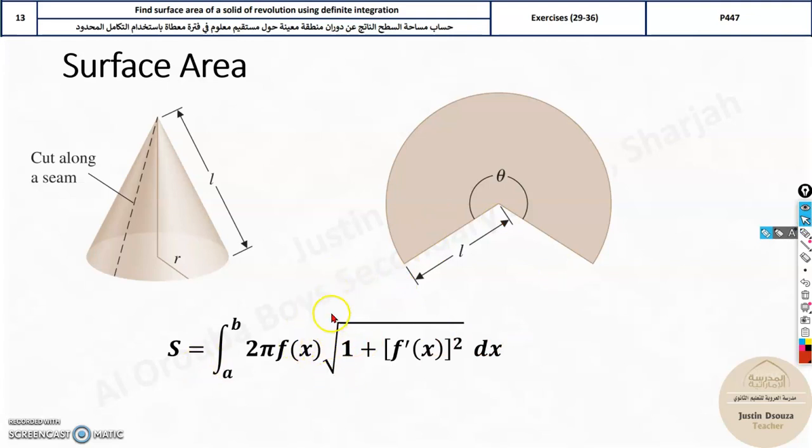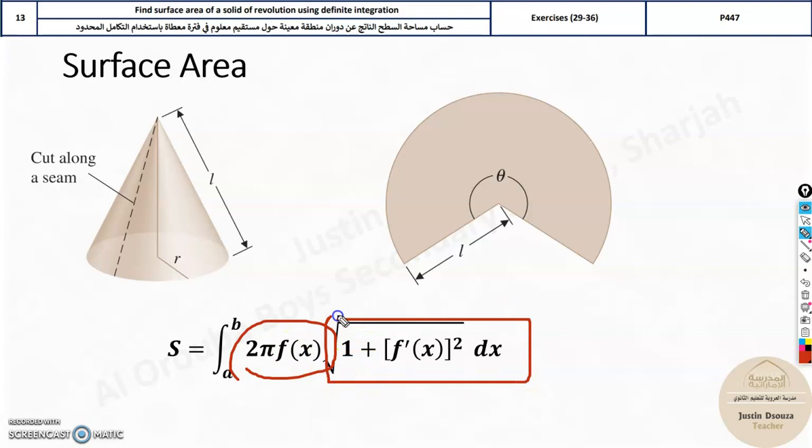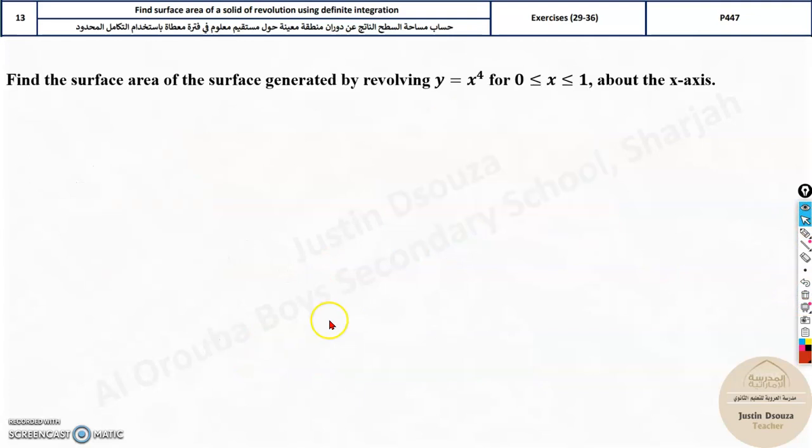Other than that, this is the square root of 1 plus f dash of x the whole square. This is important because you need to find the derivative of the given function. And then this is the function as it is. I'm sorry, this is the extra term, 2 pi f of x, whereas this would be the surface length, and this is like 2 pi r, the circumference is added basically. Now, the integral is from a to b, the limits will be given. We will look into a problem.